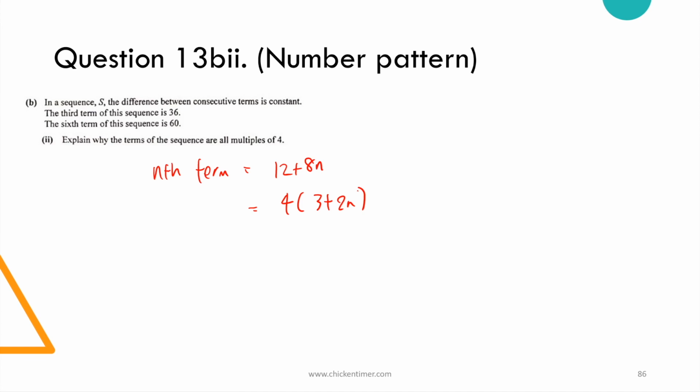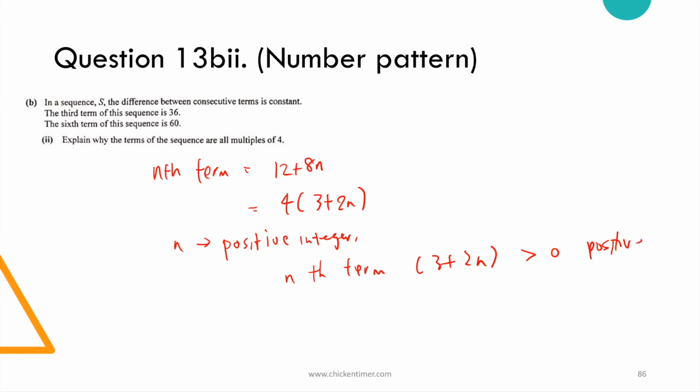So from here, n is an integer, a positive integer. So 3 plus 2n is always a positive integer. So 4 times 3 plus 2n will always be a multiple of 4.